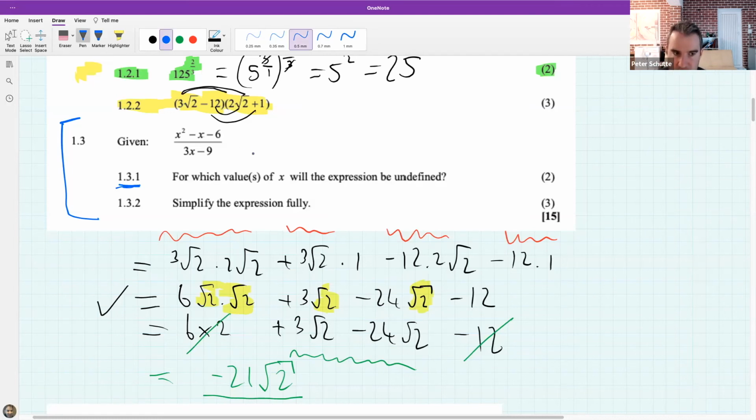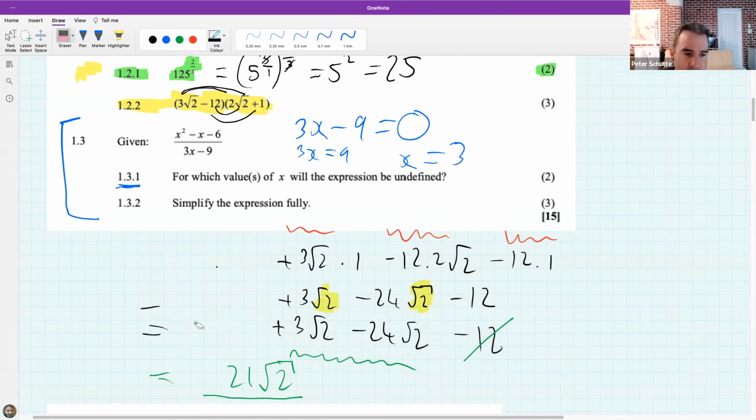So x is 3. Why is x is 3 going to be the answer? Well, it says for which values will be undefined. And the expression will be undefined when the denominator is 0. If that's 0, it causes this whole fraction to be undefined. So when does 3x equal 9? Basically the answer is x is 3. So when x is 3, the expression will be undefined.